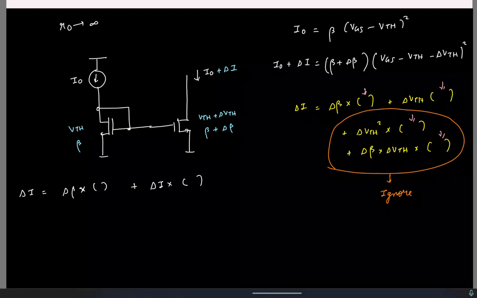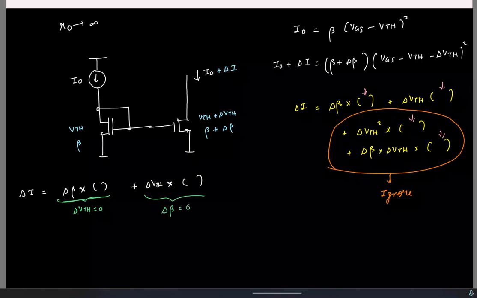Okay. So now you can see that we can clearly separate this into two terms. One only due to delta beta, one only due to delta VTH, right? Fine. So the first term is only due to delta beta, where delta VTH can be assumed to be 0, right? And to get the other term, I'll assume delta beta to be 0.